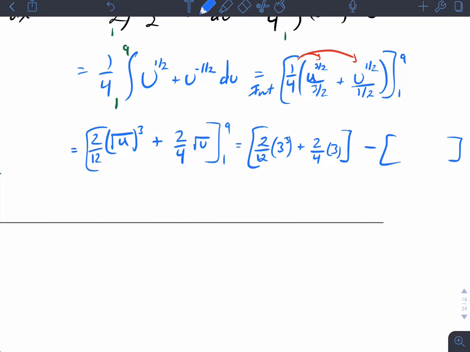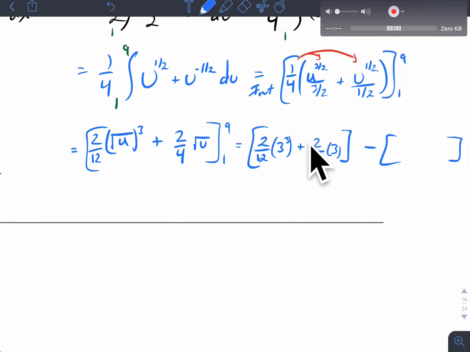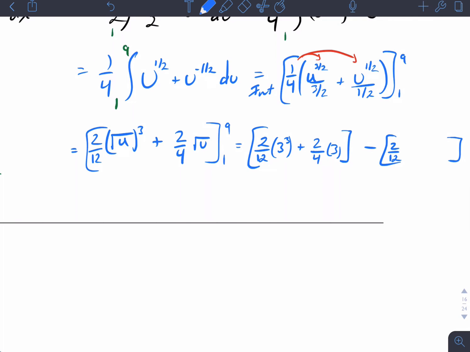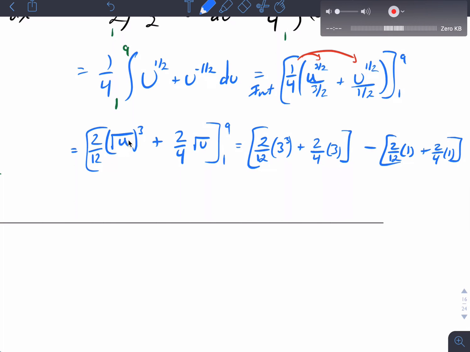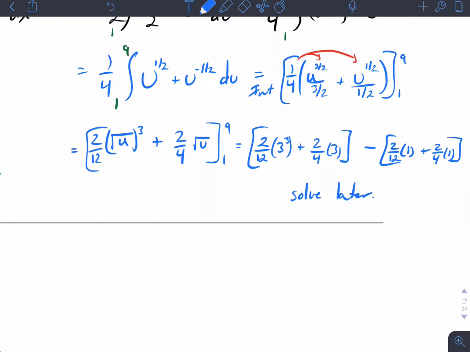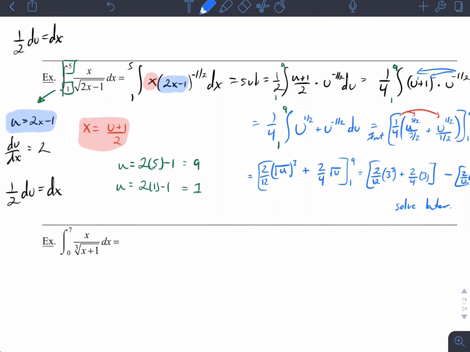Okay, then from here, we're going to plug in the 1 now. So we plugged in the 9, that's what generated this. We're going to plug in the 1, this is going to generate this. So now it's going to be 2 over 12 times 1 plus 2 over 4 times 1. And you see this is the square root of 1, then cubed, and that's still 1. I'm going to leave it like this. Solve later, just to save time. If you have a calculator, sweet, plug it in.